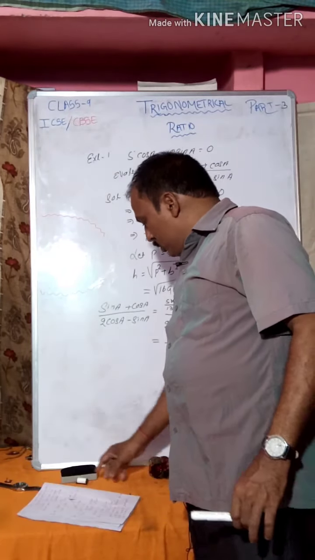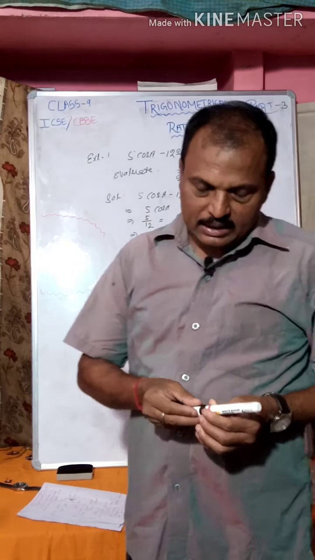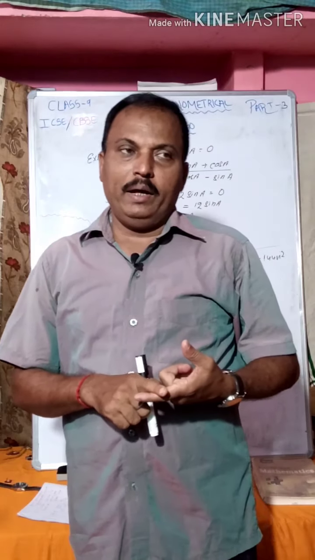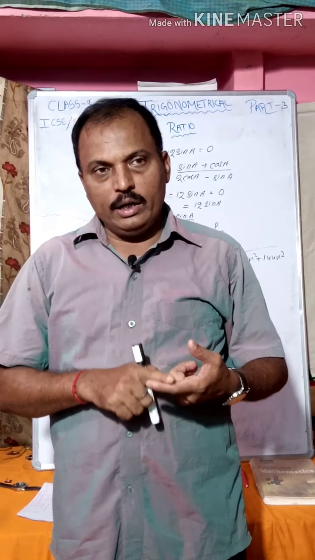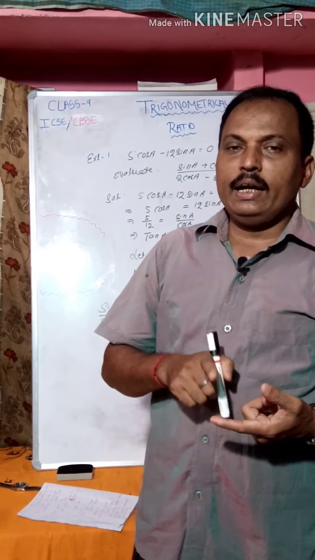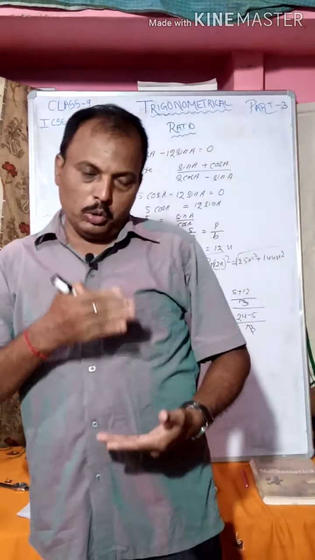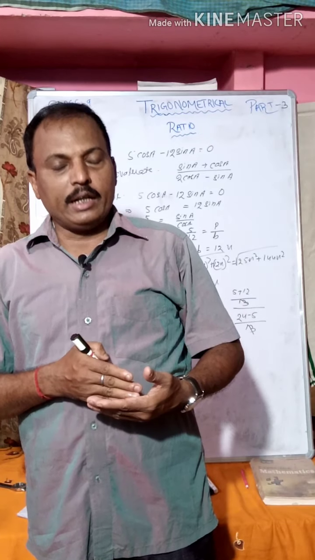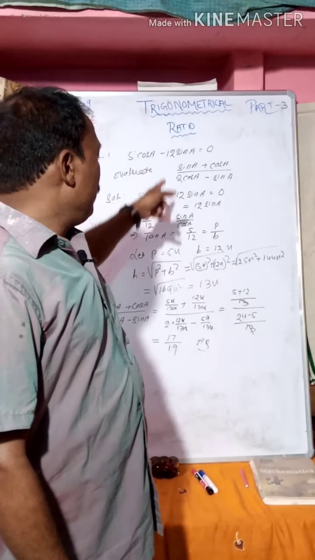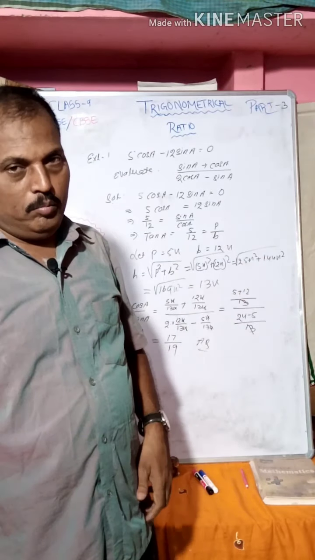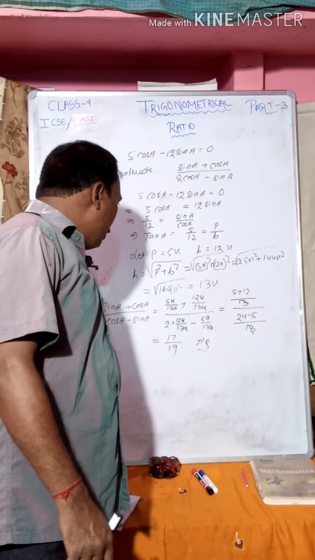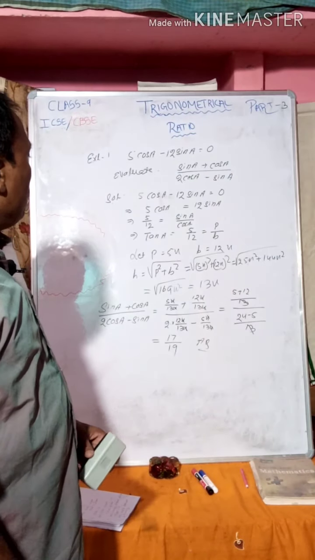I already said that the value always depends upon h, p and b. First we have to find h, p and b, then whichever trigonometrical ratio it may be, sin A, cos A, tan A, cot A, sec A or cosec A, we can put the values according to h, p, b. Now this is the example. Now we will go to the next example.